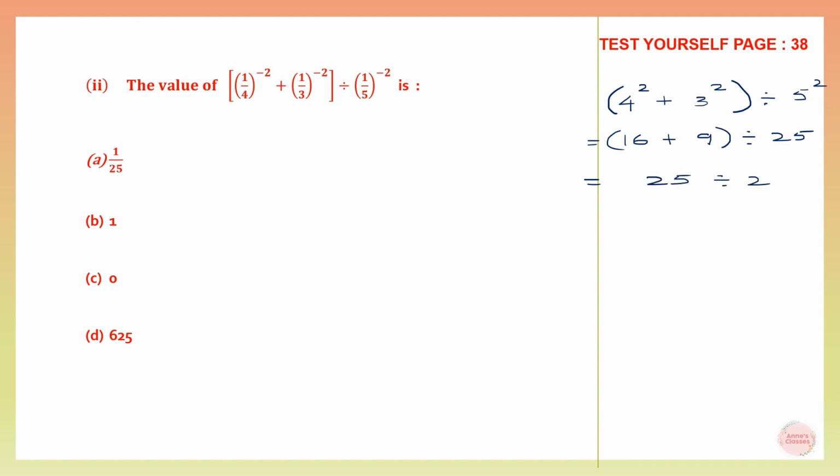25 divided by 25. So we know that when you divide 25 by 25, both can be divided by 25 itself. So 25 ones are 25, 25 ones are 25. Our answer is 1. Now which option is that here? So look at the options here. The option B has the answer 1. So our answer here is option B.